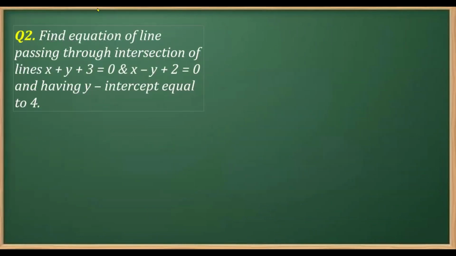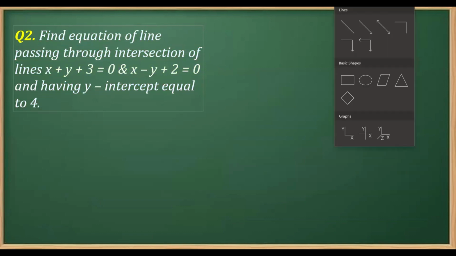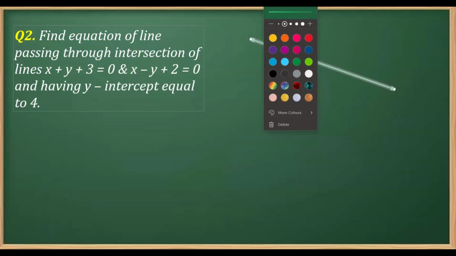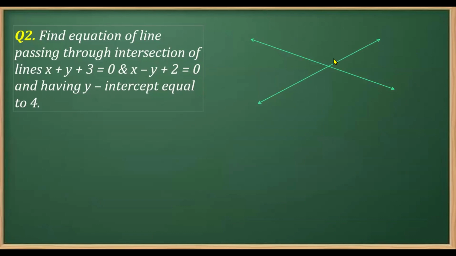In the second question, it says find the equation of a line passing through the intersection of these two lines. The equations of these two lines are given as this, and having y-intercept which is equal to 4. So let's say I make two lines here, this is line 1, and let's say I make the other line over here, this is line 2. And these two lines are intersecting lines. So let me write down the equations of these lines.